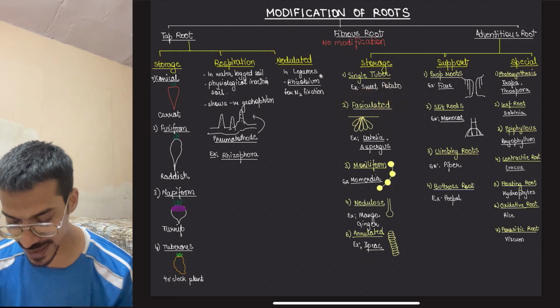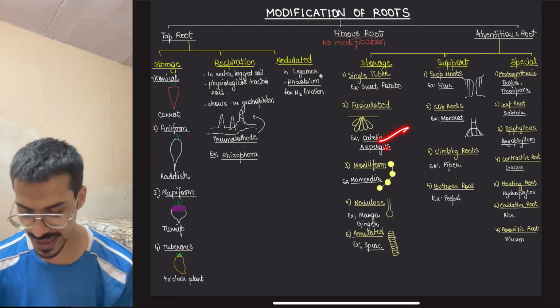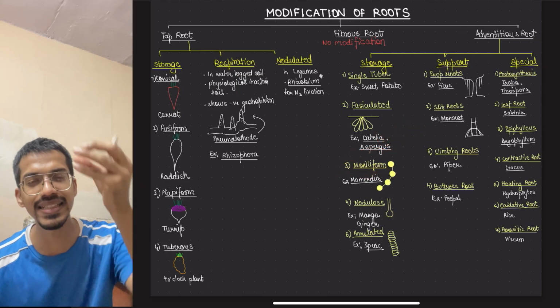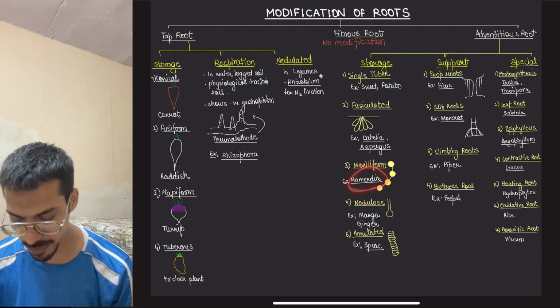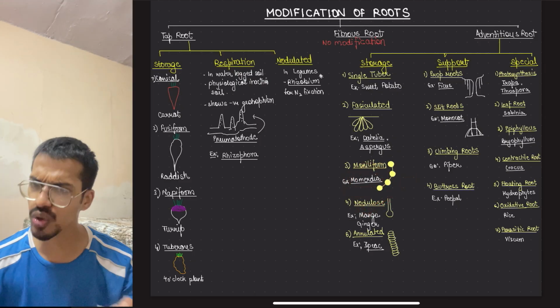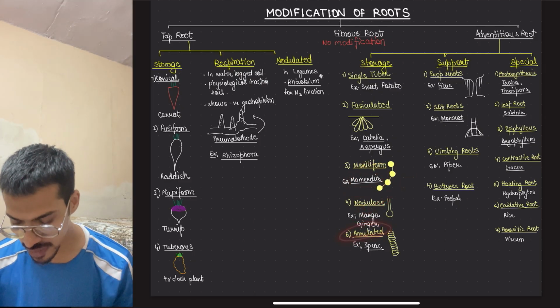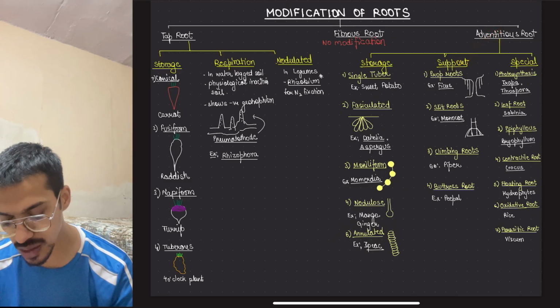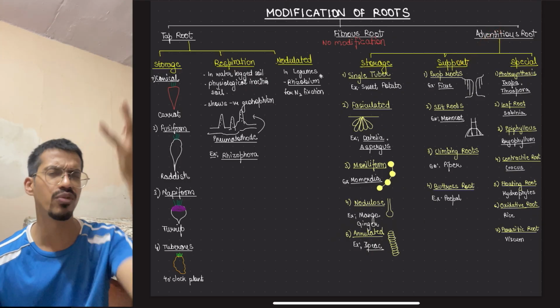Okay, next is fasciculated, means bunch of them are present. Example in case of Dahlia, asparagus. Then moniliform, what happened? Beads are present after regular interval, like Momordica. Then nodulose, you know that it's a node kind of a thing present. Then annulated means ring kind of thing present, like ipecac. Then support roots means the weight is more, they want to support it.